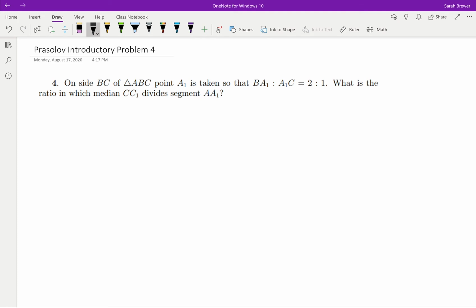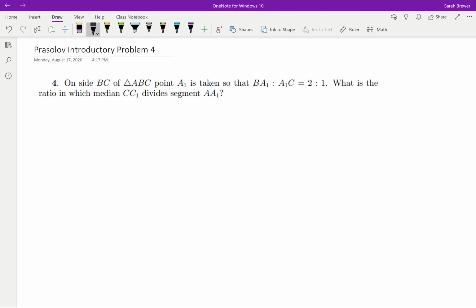So now we are looking at problem number 4 in chapter 1 of your textbook. What this problem says is that on side BC of triangle ABC, point A1 is taken so that BA1 to A1C is 2 to 1. So that ratio is 2 to 1. And we want to know the ratio in which median CC1 divides segment AA1.